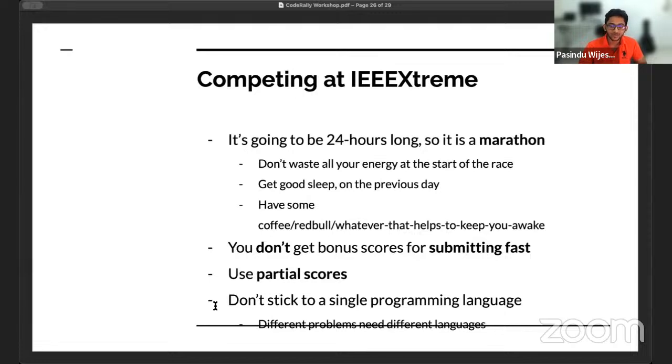Like you could have a primary programming language that you're going to use to code. And for example, in my team, I used to code with C++, and my partners used to code with Python. And so each of us had our primary programming language, but we also competed using other programming languages if needed. So choose the language based on the problem, if there's any benefit. So those are the tips that you need to keep in mind for competing at IEEE Extreme specifically.